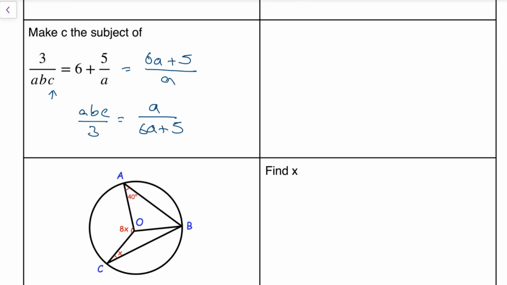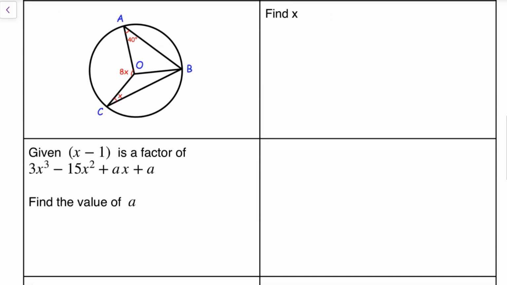And then I'm going to, what am I doing? I'm making C the subject. So I'm going to divide by A and divide by B. Let's write it here. So I'm going to multiply by 3 over AB, which means my A is going to cancel. And that's going to give me that C, remember I'm multiplying this by 3 over AB, so that's going to give me 3 over 6AB plus 5B. Or I could just put B on the outside. Either way, question done. Next question.